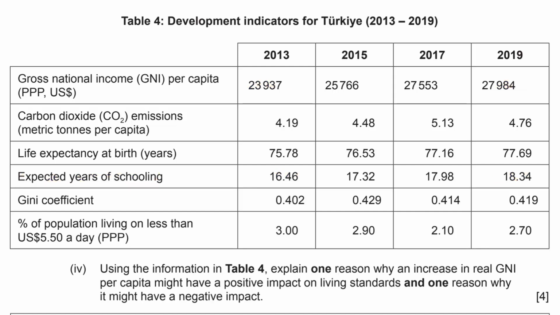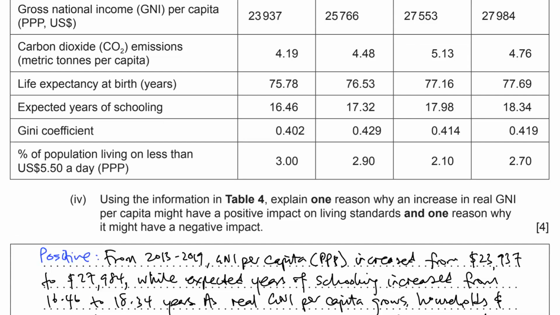And then I'm going to have to pick one negative thing. For me, an easy one to pick is the CO2 emissions. So here, as our GNI per capita has risen, we see that CO2 emissions have also risen from 4.19 to 4.76 metric tons per person. So at the same time that we're earning more, we're also putting more pollutants into the environment, which is not a good thing.